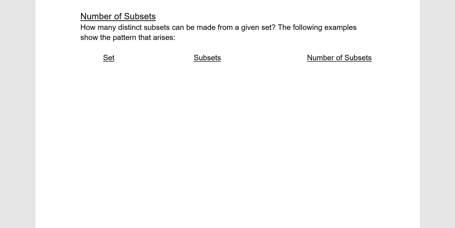So we're going to have 3 columns. We're going to have a set on the left, the subsets formed in the middle, and then the number of those subsets on the right. So first, let's say we have the empty set. So if we have the empty set, that means there are no elements here, right? So the only subset to the empty set is also the empty set. Okay, and the number of subsets that we just wrote down is just 1. Okay, so that's when there's no elements.